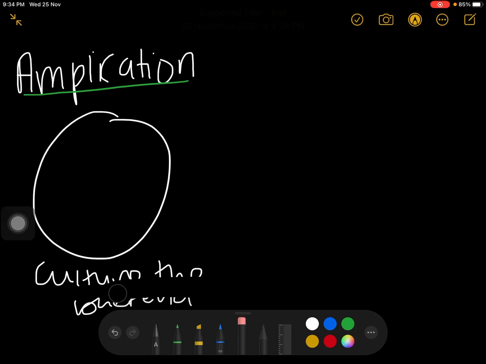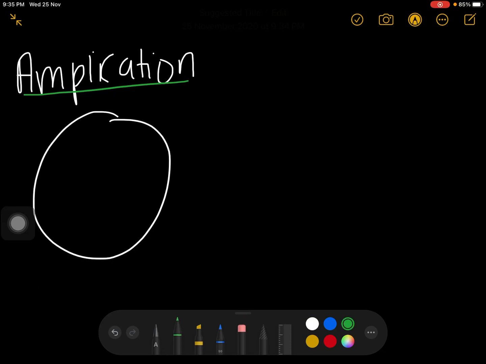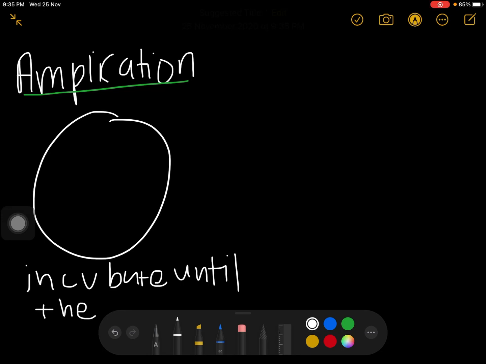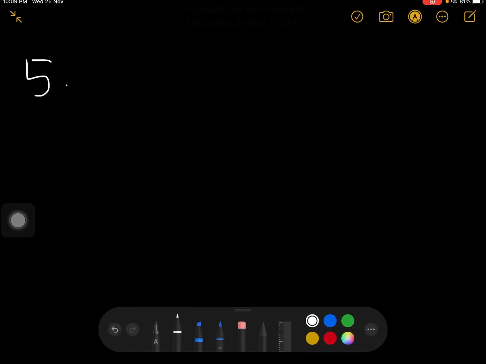So it will be incubated until the colonies grow. Here we will go through to the last step. The last step is screening.